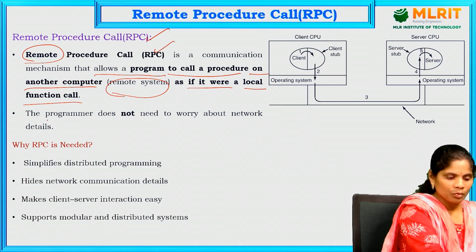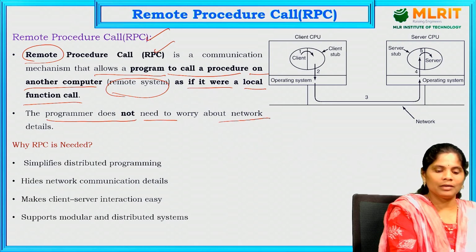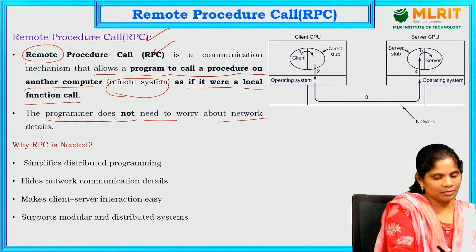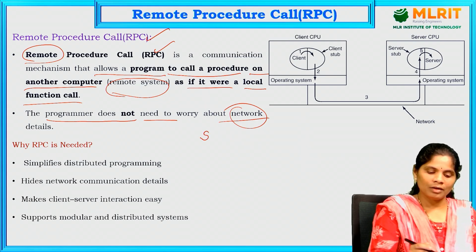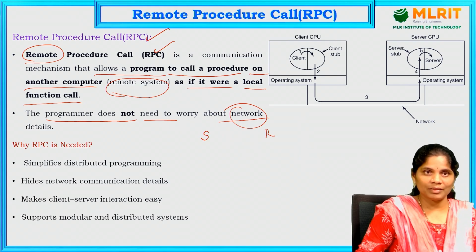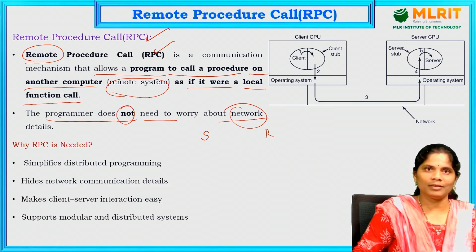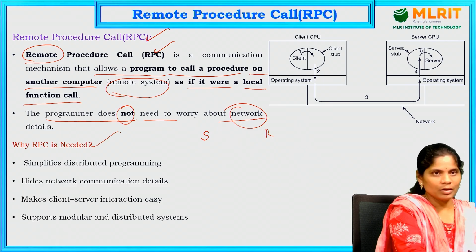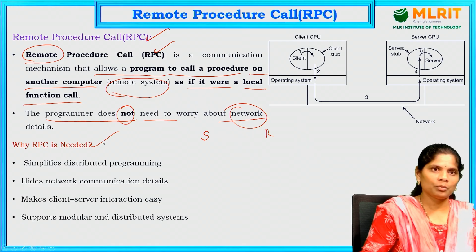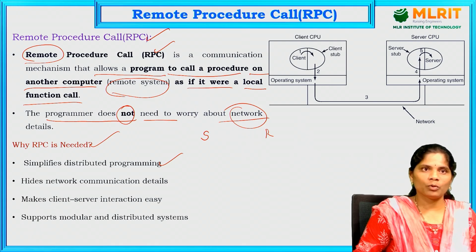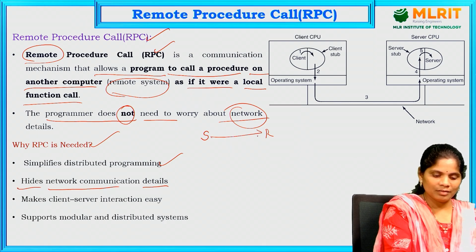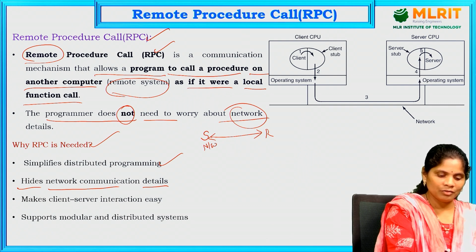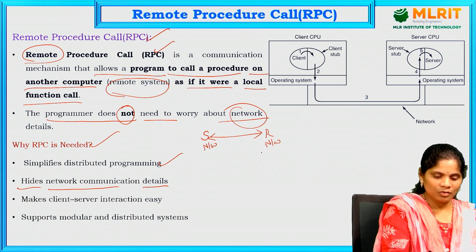So here the programmer does not need to worry about the network details. It does not matter which network the sender is using to send the data, or which network the receiver is using to receive the data. That does not matter in remote procedure call. So mainly it is talking about the remote procedure call. The need of the remote procedure call is that it simplifies distributed programming, and it hides the network communication details. We are not going to talk about the network in this remote procedure call.